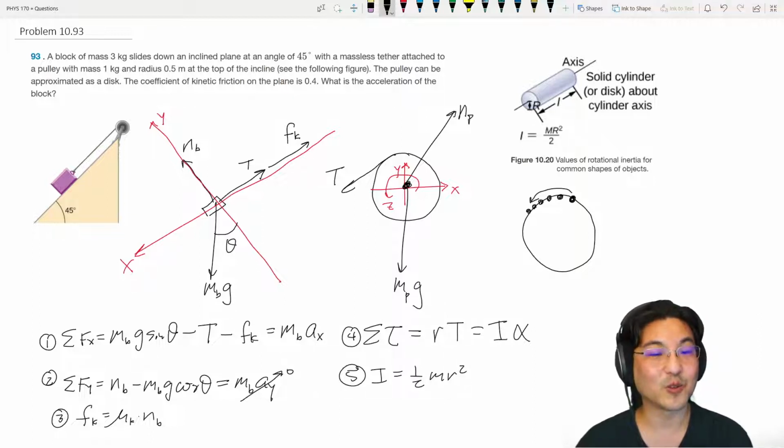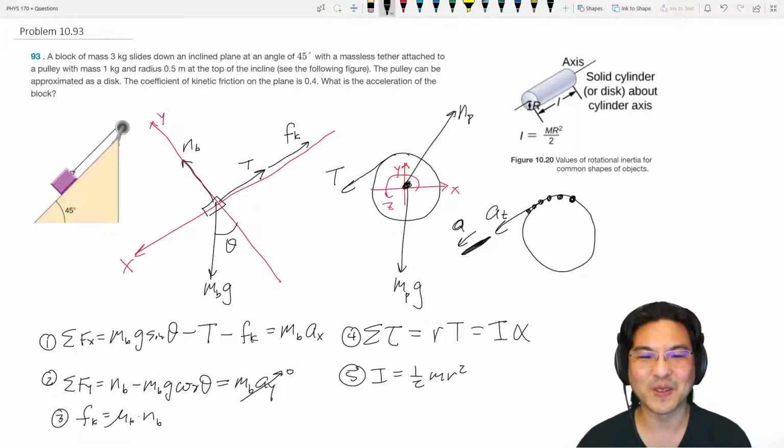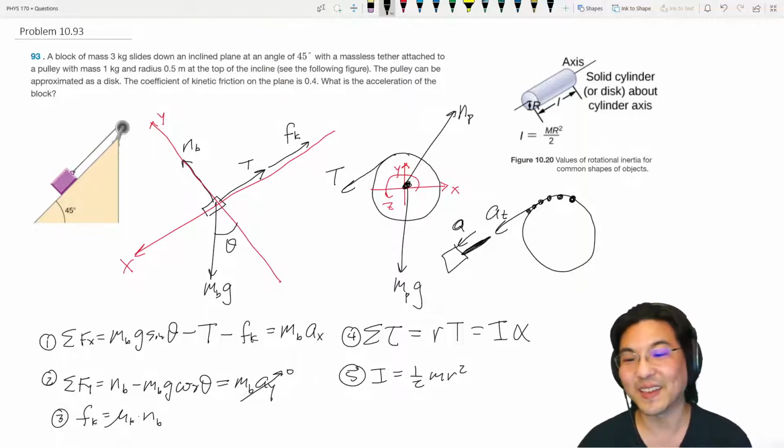The centripetal component of acceleration looks kind of like this, right? V squared over r. The tangential component of acceleration would not be 0, right? The tangential component would be going along like this. But then there's also the tether, which is accelerating some amount, and which is connected to the block, which is accelerating.